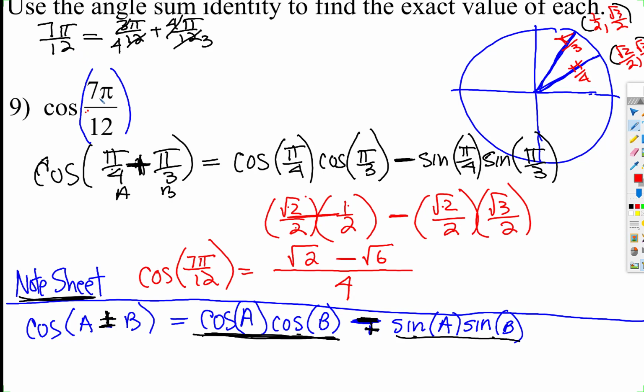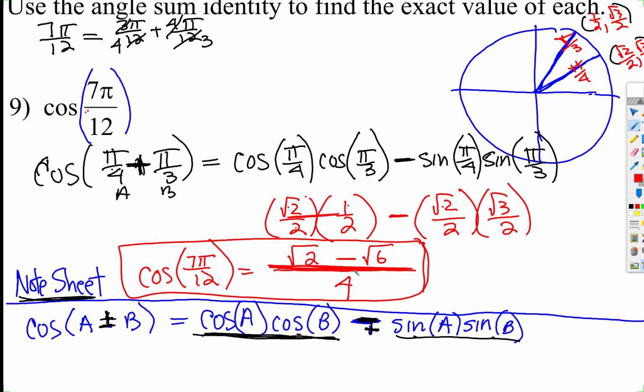So notice, anytime it's a pi over 12, you're going to have some version of this. You might have negative root 6 first, plus you might have positive root 6, subtract root 2, negative root 6, negative root 2. But any of the pi over 12s on this sine or cosine angle sum identity, all of the answers will look very much like that.